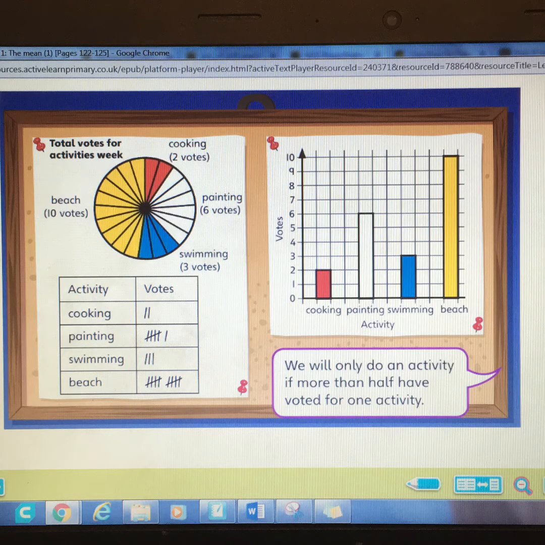Question B then is, what do you think the advantages and disadvantages of each way of presenting results are? What do you think is an advantage of a pie chart? What's a disadvantage? What's an advantage of a table? What's a disadvantage? And what are the advantages and disadvantages of a bar chart?